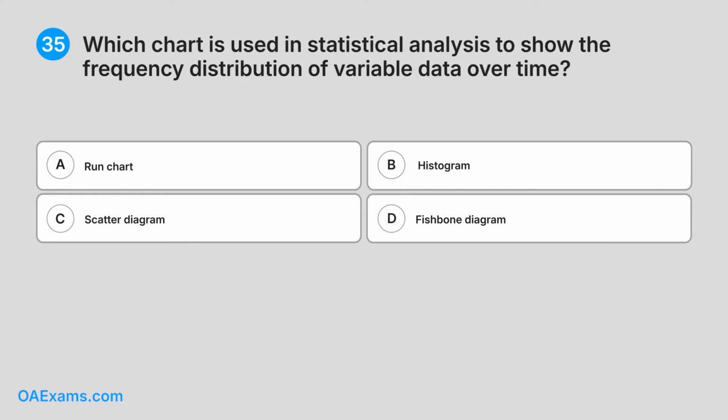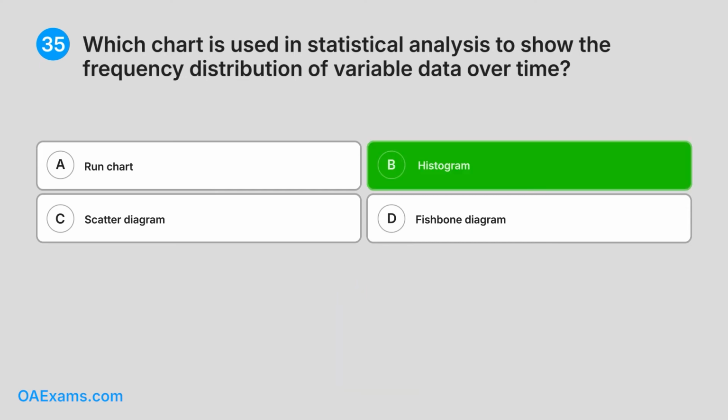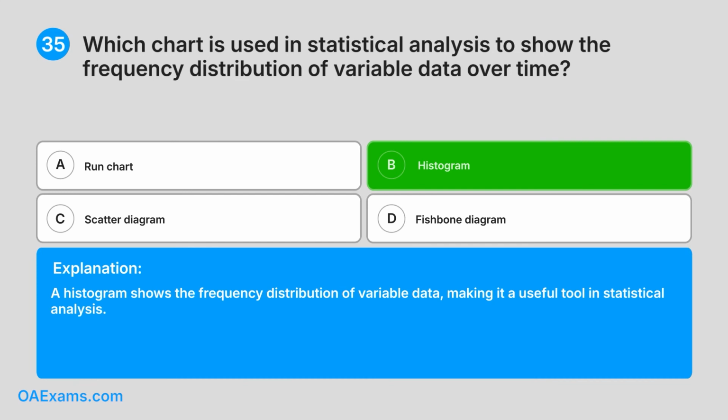35. Which chart is used in statistical analysis to show the frequency distribution of variable data over time? A. Run chart. B. Histogram. C. Scatter diagram. D. Fishbone diagram. Do you know the answer? Correct. Answer B. Histogram. Explanation. A histogram shows the frequency distribution of variable data, making it a useful tool in statistical analysis.